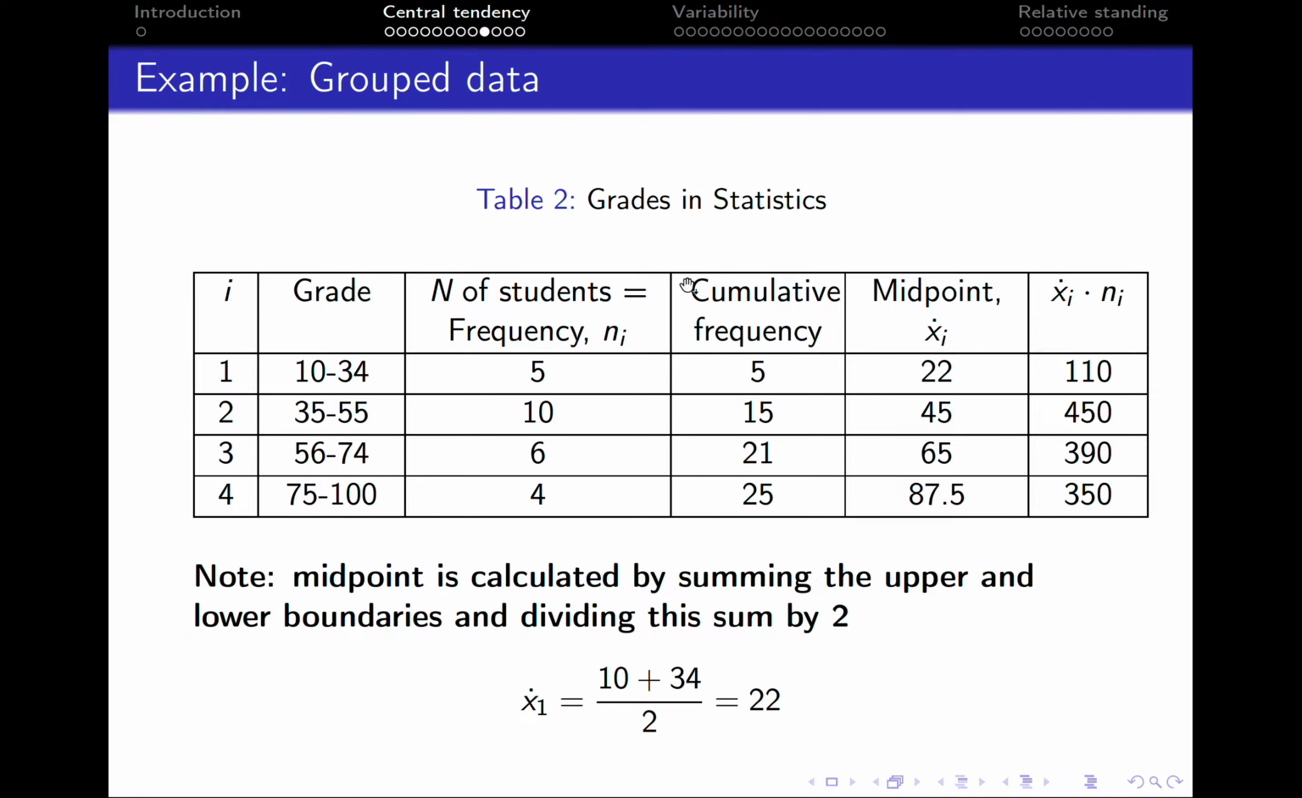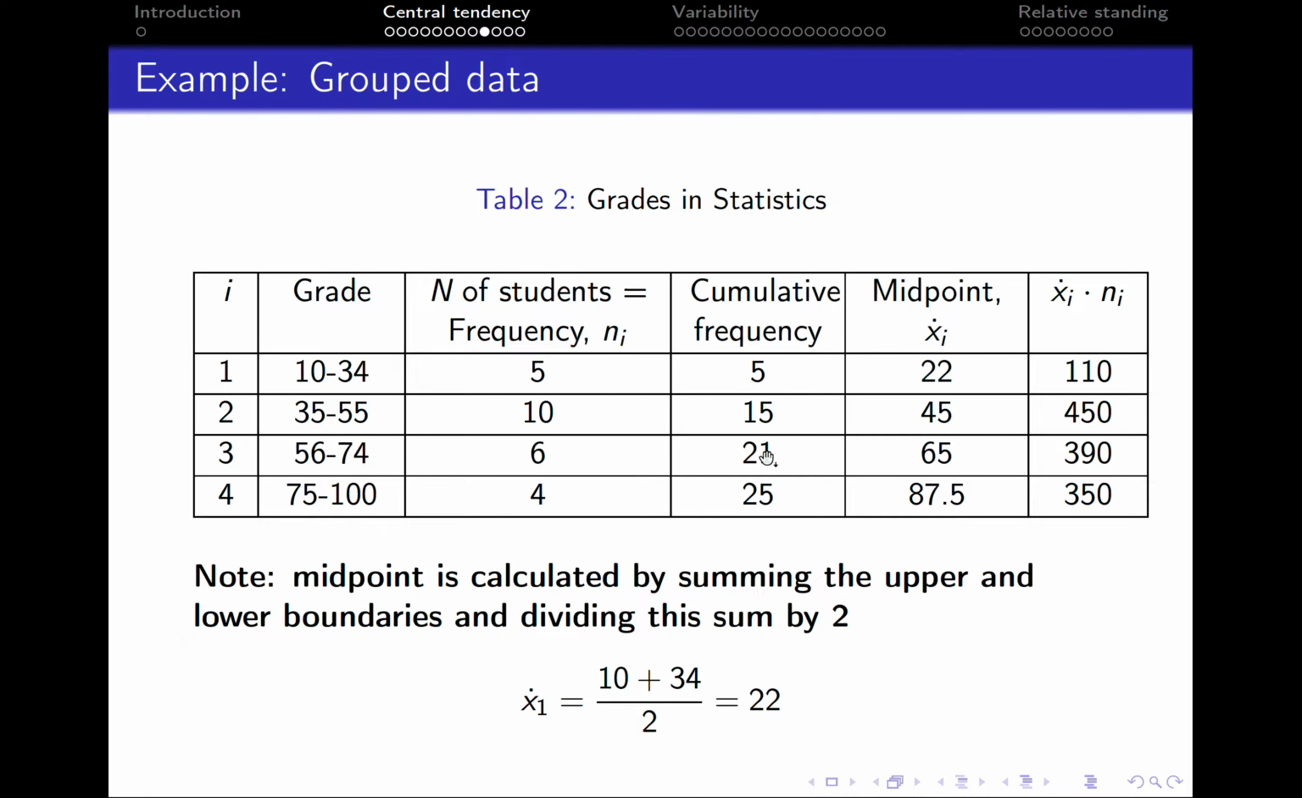To calculate something called cumulative frequency, we do the following. For the first group, it is always equal to the number of observations, or the frequency, within this group, which is 5. And then to get the cumulative frequency for the second group, we take the previous cumulative frequency, in this case 5, and add it to the number of students, or the frequency, in the second group. So 5 plus 10 is 15.